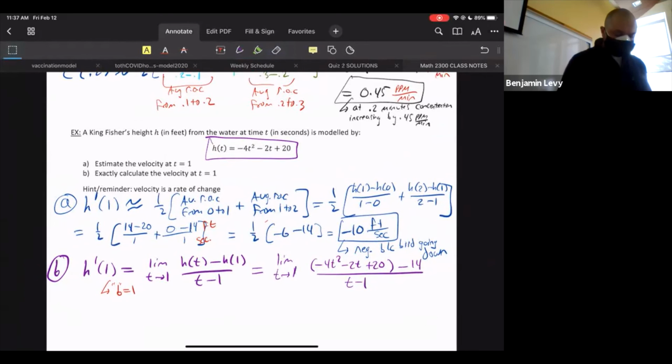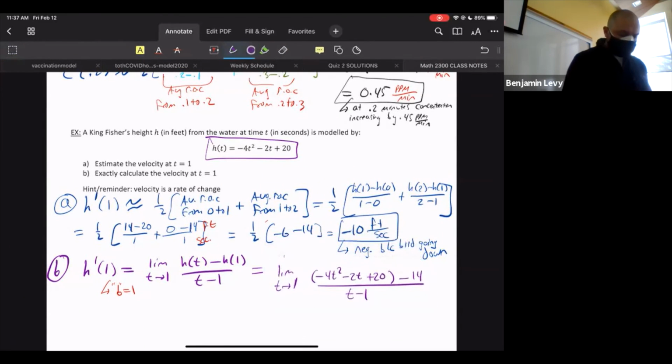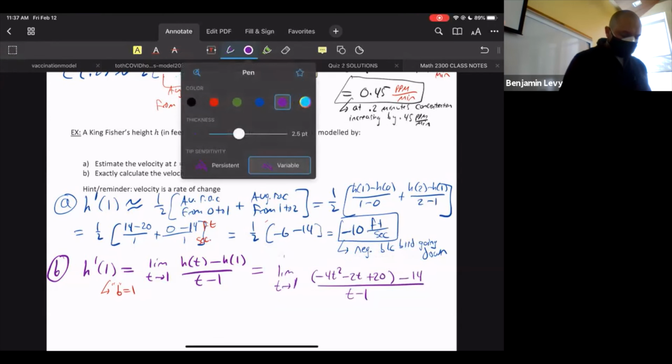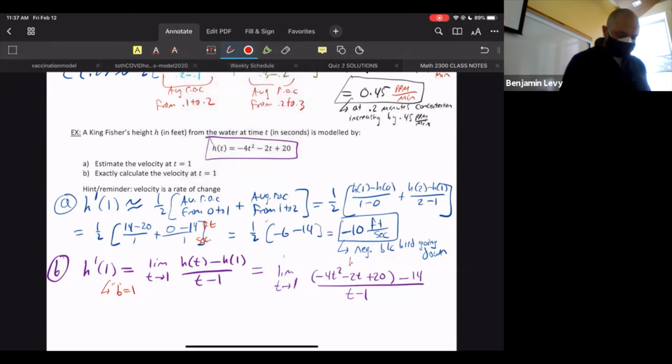Let me also just try to label this. I should have done this previously too. If I slide this down, right, this is the h of t. This is the h of 1.